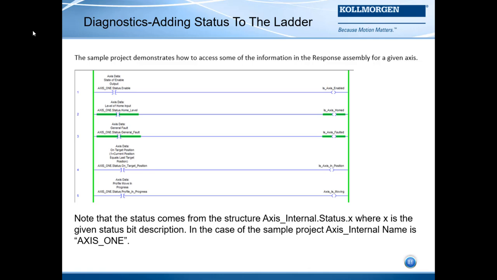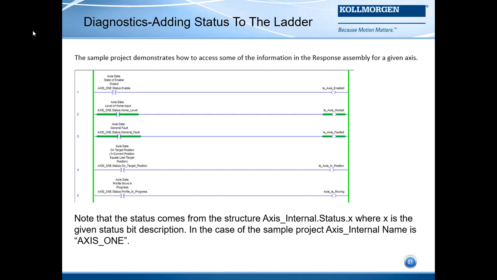Diagnostics: adding status to the ladder. The sample project demonstrates how to access some of the information in the response assembly for a given axis. In the screenshot from the sample project here, you'll notice that on the left there are status bits that come from the structure, and they are passed on the right to individual coils on each rung so that these coils or the status of the coils can be used elsewhere in the ladder.